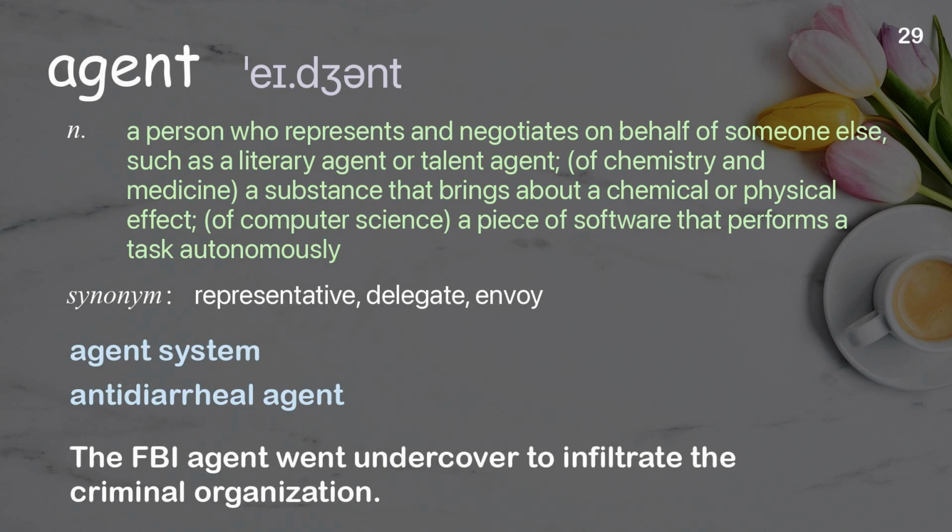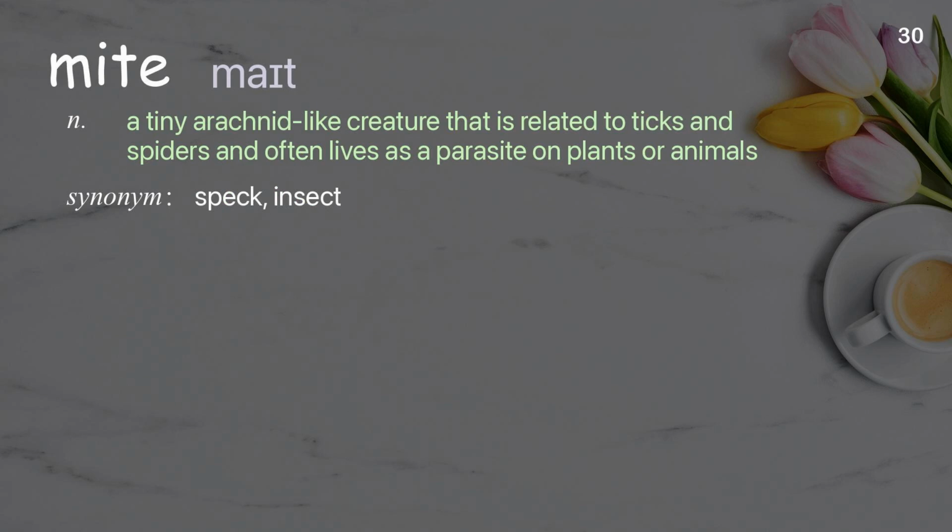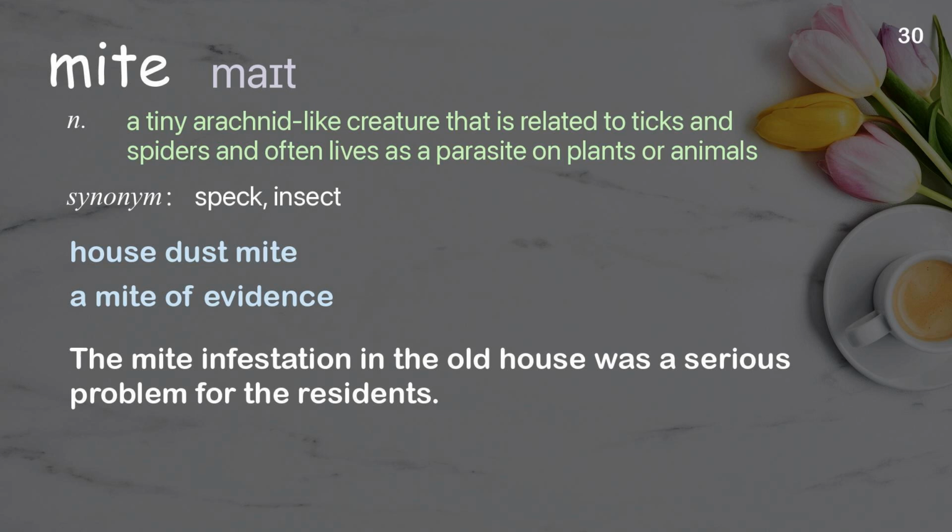Mite. A tiny arachnid-like creature that is related to ticks and spiders and often lives as a parasite on plants or animals. Examples: house dust mite, a mite of evidence. The mite infestation in the old house was a serious problem for the residents.